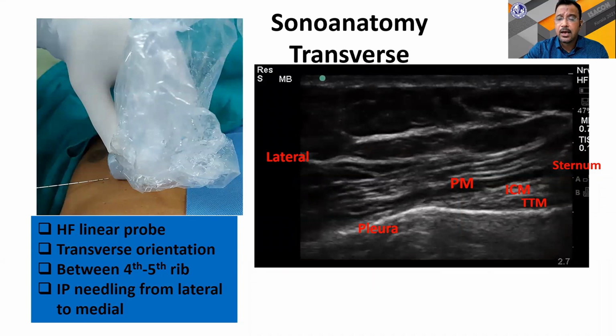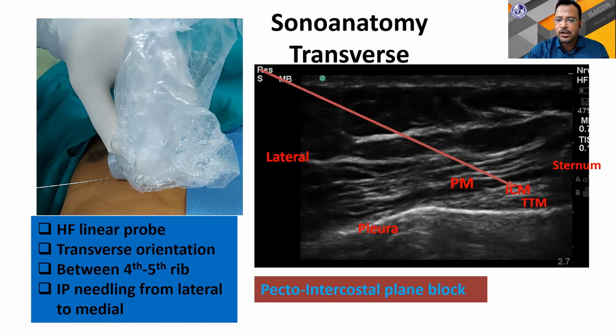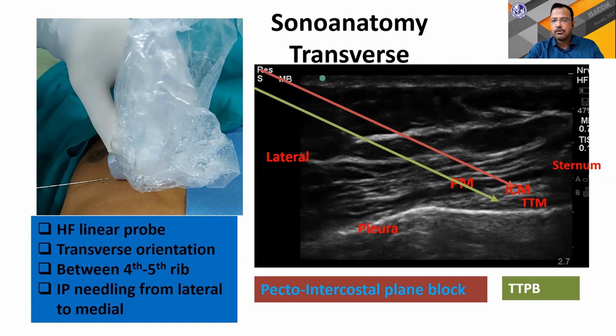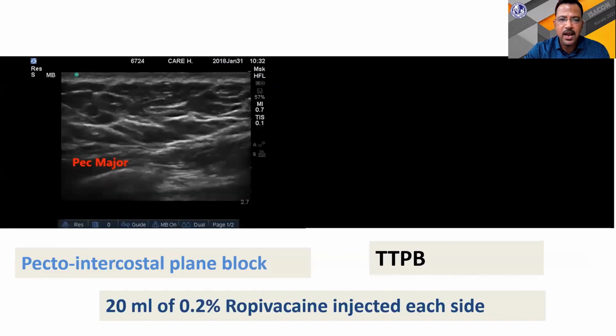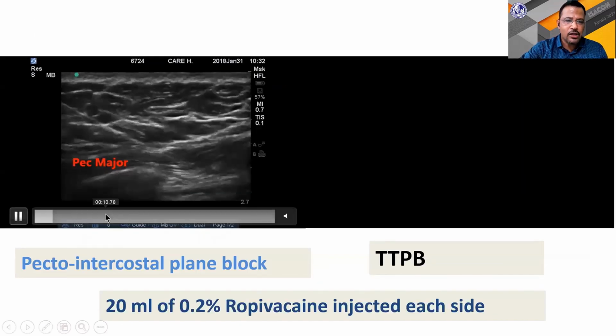And you can also do it in a transverse orientation. A high frequency linear probe is placed in a transverse orientation between the 4th and 5th rib, and in-plane needling is done from lateral to medial. This is the sonoanatomy which you will get. Medially, you will have the sternum, the acoustic shadow of the sternum. You can see the pleura, a thin slip of the transverse thoracic muscle, above that the intercostal muscle and the pec major muscle. If I deposit the drug between the pec major and intercostal muscle, it becomes a pectointercostal fascial plane block. And if I deposit the drug between the intercostal muscle and the transverse thoracic muscle, it becomes a transverse thoracic plane block.